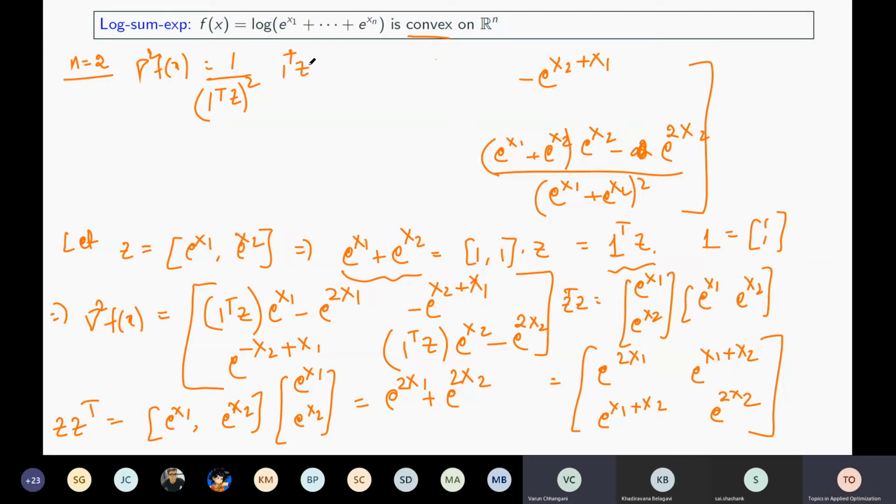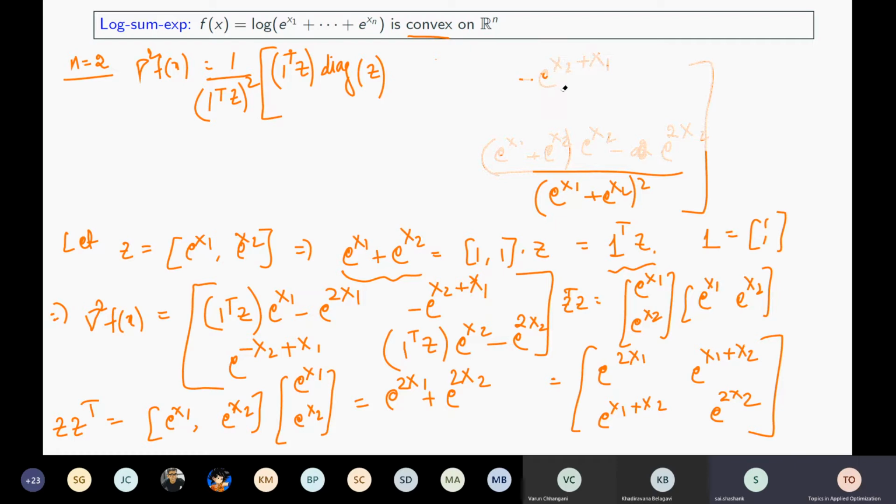Yeah, so I'm coming to that. Right now it's 1 transpose z and diag of z. So far, this recovers... Sir, here you're considering 1 transpose z as e power x1 plus e power x2, right? But 1 transpose is a row vector and z is also a row vector. How can you do multiplication?